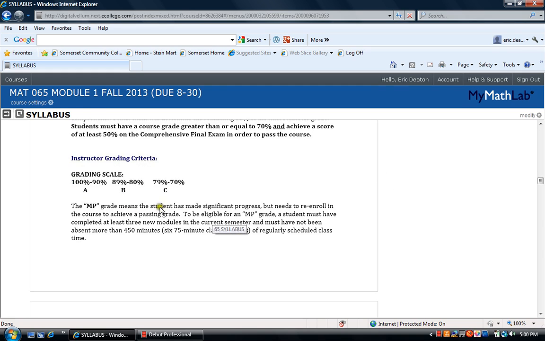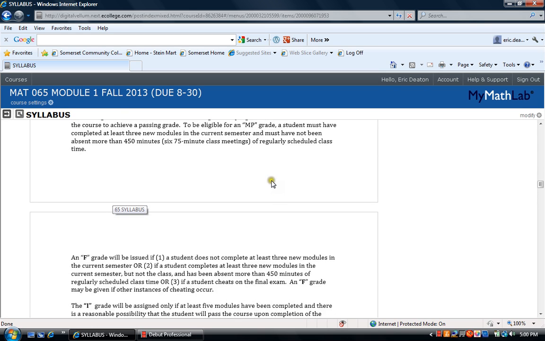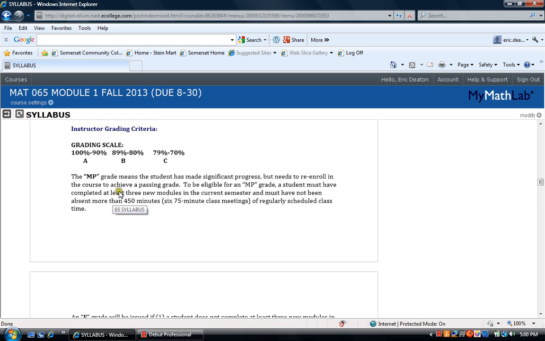The MP grade is a really big deal. First off, notice that we have a 10-point grading scale. The MP grade is only given if you complete at least 3 new modules and you haven't been absent for more than 450 minutes, which is roughly 6 75-minute class meetings.